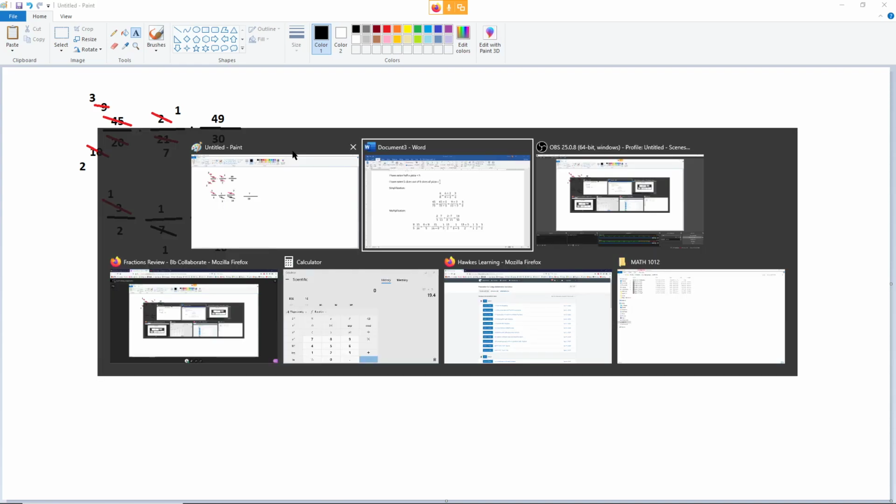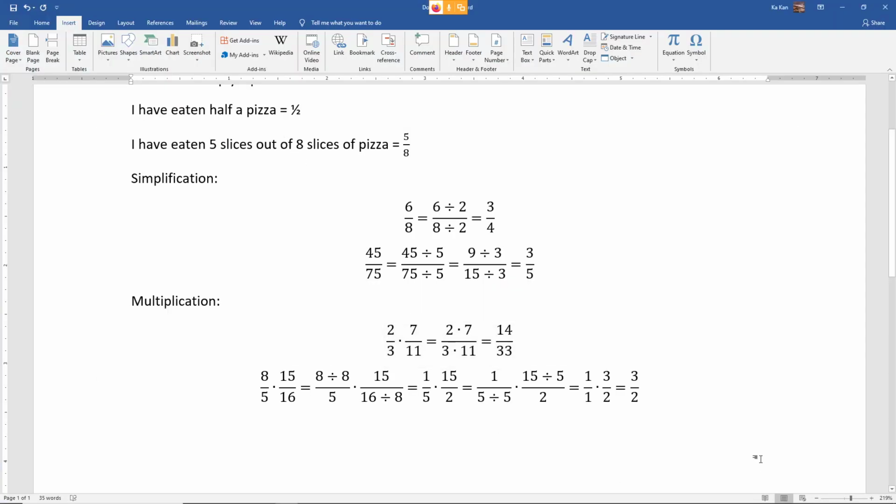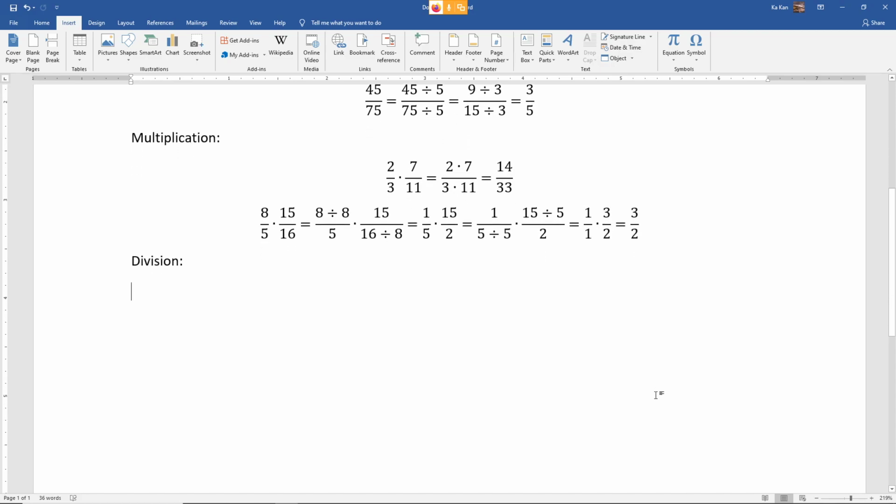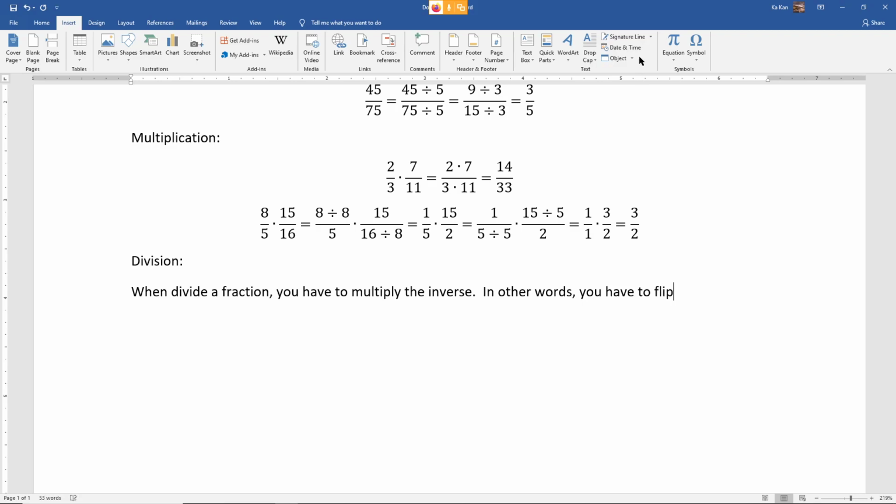Now let's go back to the documents here, and I want to go into the next section, which is division. Division is almost the same thing as multiplication. The only difference is that we are now doing the reverse. What do I mean by that? When you divide a fraction, you have to multiply the inverse. In other words, you have to flip the second fraction upside down.